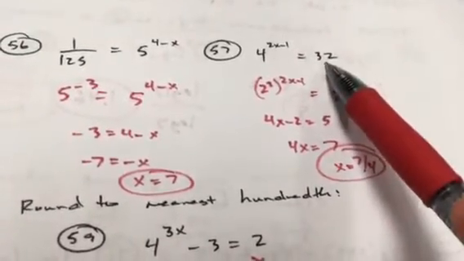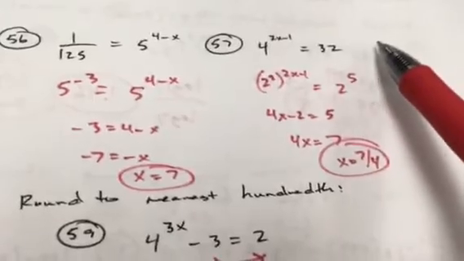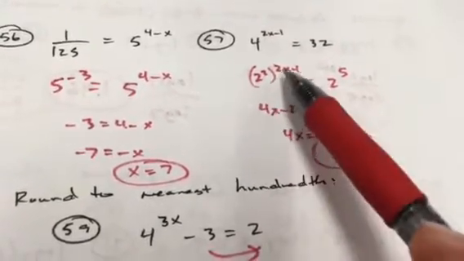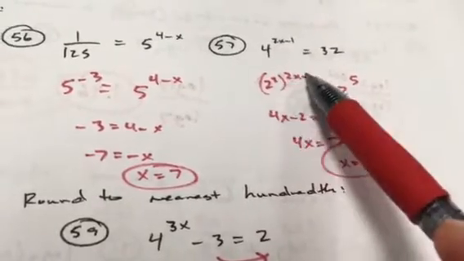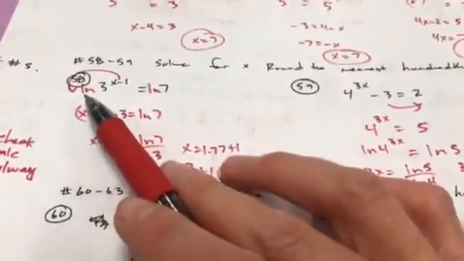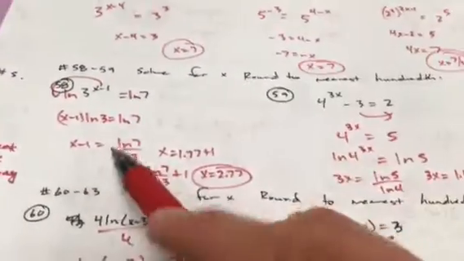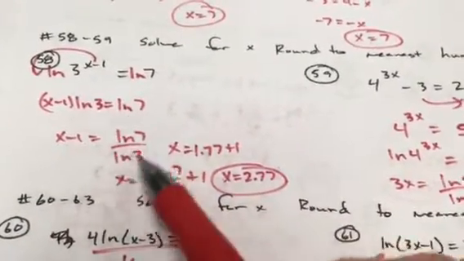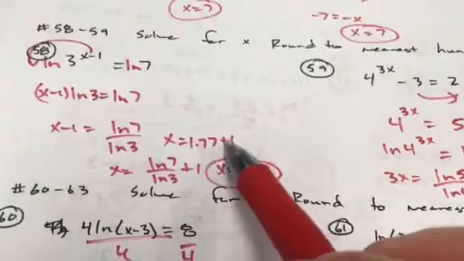Now you could also make this 4 to the 2.5 and you would still get the same answer, no big deal. Power to a power, you multiply the two powers together, so this would be 4x minus 2 equals that exponent 5. 1.75 it is. Here, guys, if you can't get the same base, attach natural log or log, divide by natural log 3. This is about 1.77, then add 1 to it.